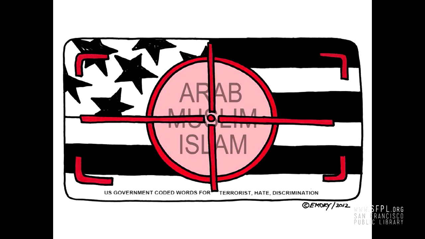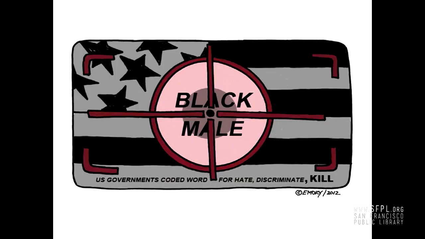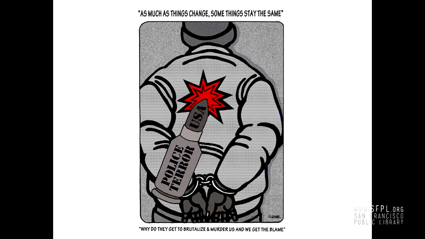Arab, Muslim, Islam, U.S. government's coded word for terrorist, hate, discrimination. Black male, U.S. government's coded word for hate, discriminate, kill. As much as things change, some things stay the same. Why do they get to brutalize and murder us and we get the blame? Police terror, USA.